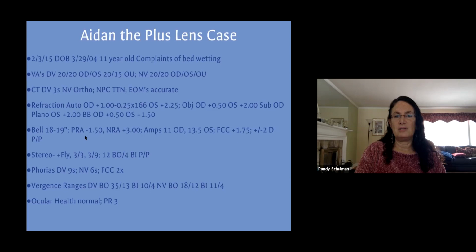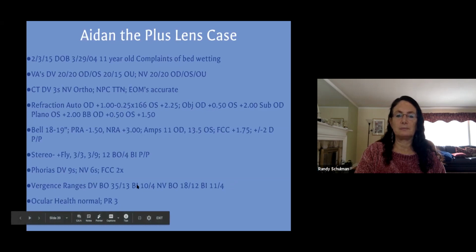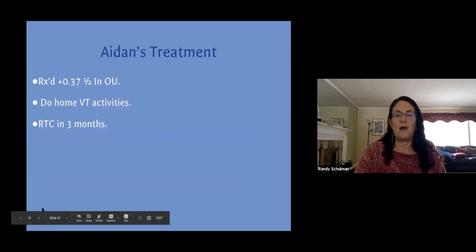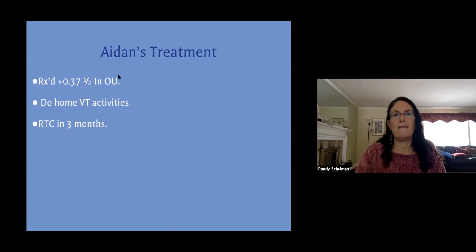And very high FCC, so taking a lot more plus, lower stereo, and then ESO in the phoropter at distance and near, very high base out, with much lower base in. So this is an interesting case too, because if you look, he's also a little bit ESO on both Vectographic and Cairo. I ended up giving this, and it's kind of interesting. I'm not even sure why I gave that.